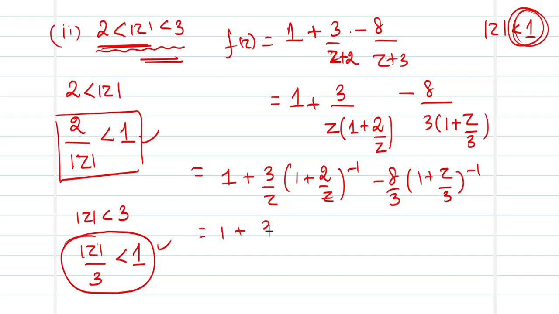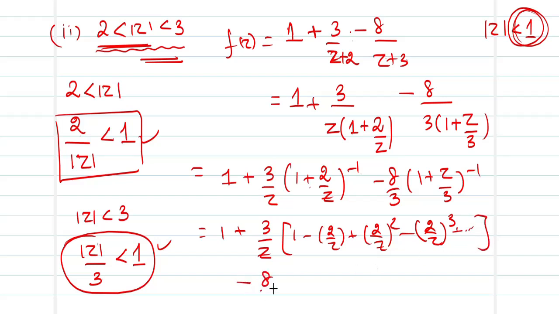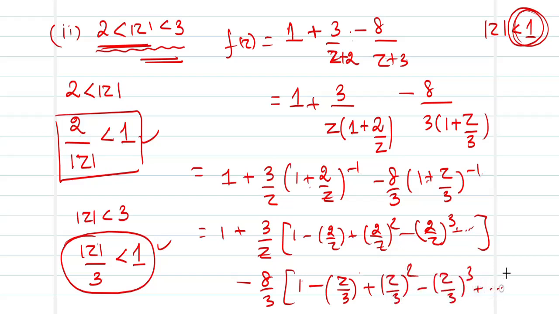So it is 1 plus 3 by z, expand, alternately positive and negative series: positive, negative 2 by z plus (2 by z) the whole square minus (2 by z) the whole cube, and so on. And the next term is -8 by 3. This term is again positive and negative, so 1 minus z by 3 power 1 plus (z by 3) power 2 minus (z by 3) power 3, and so on. So now I have the expansion.